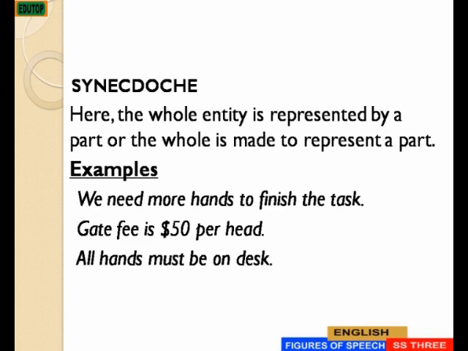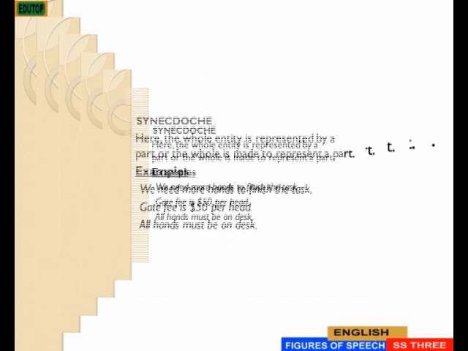So we have gate fee is $50 per head. Per head there is also a unit, a part of the body representing the whole. So we are saying head is a Synecdoche, trying to represent human being. All hands must be on deck. All hands must be on deck, just like the one we have in the first example. Hands there is made to represent the whole.